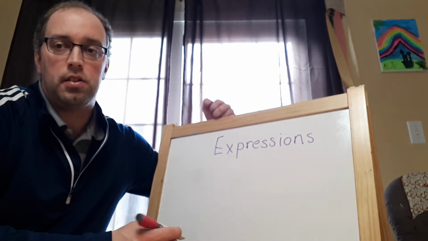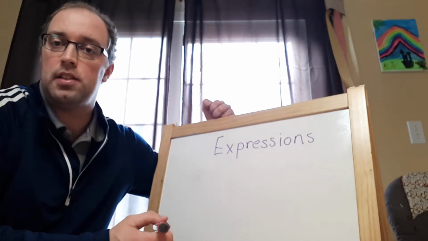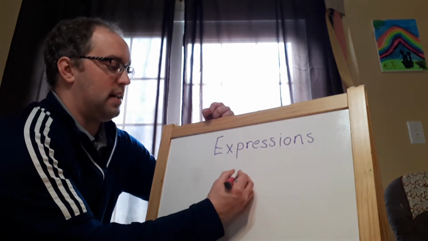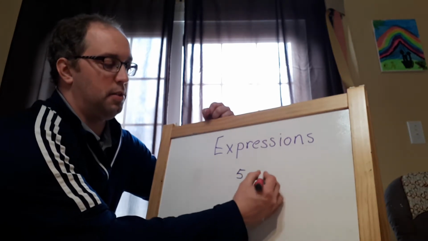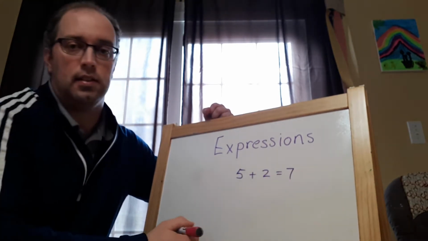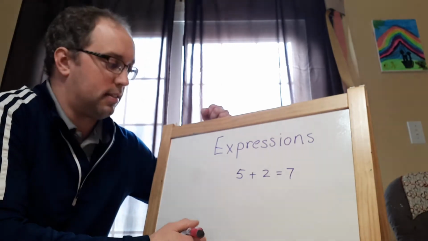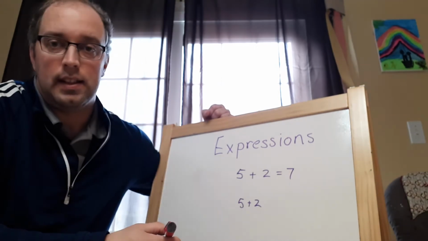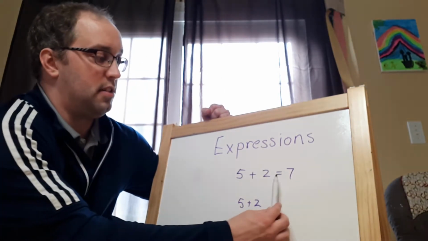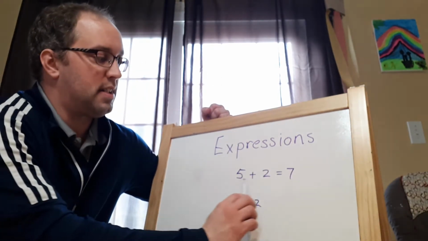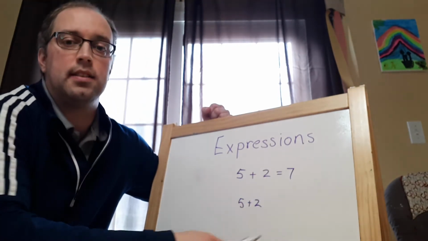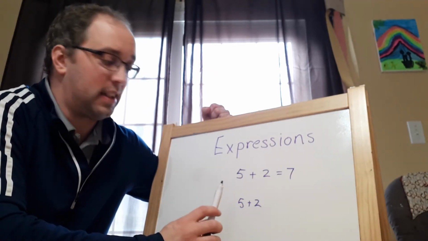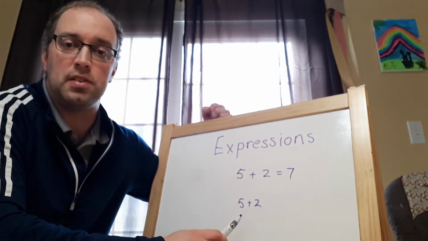So I'm going to quickly show you the difference between an expression and an equation, or we can also call it a number sentence. So if I had 5 plus 2 equals 7, that is a number sentence. If I had 5 plus 2, that's an expression. The difference is there's no equal sign. A number sentence has the full sentence, an expression is just a quick little representation of it. So I can use expressions to represent numbers very quickly.